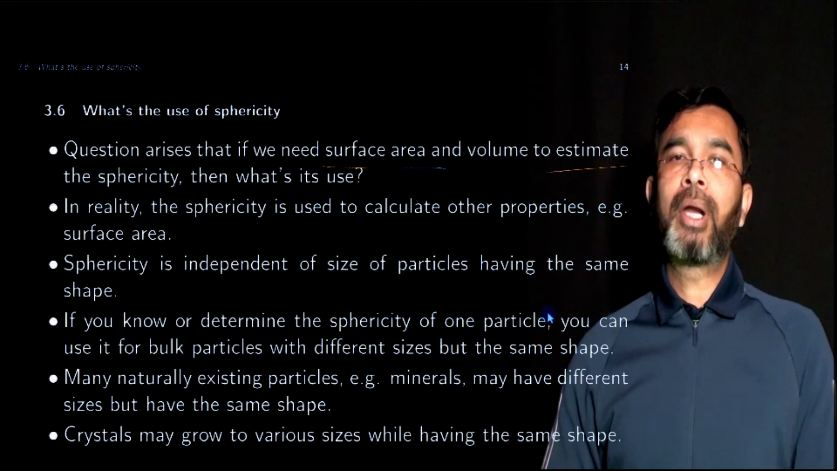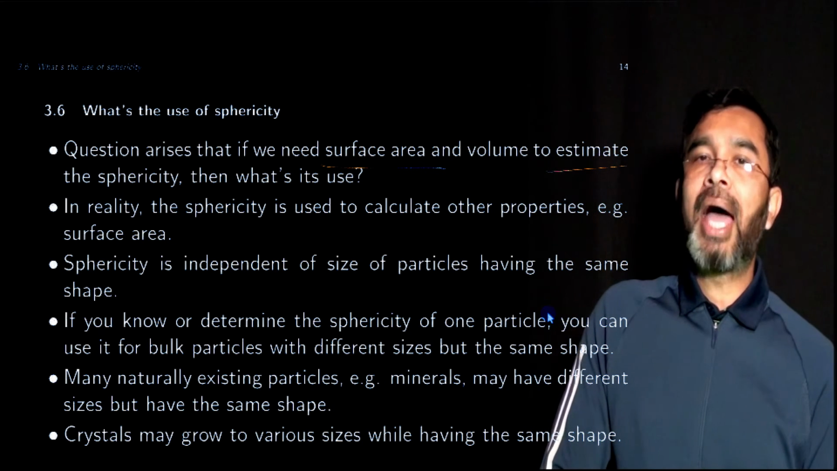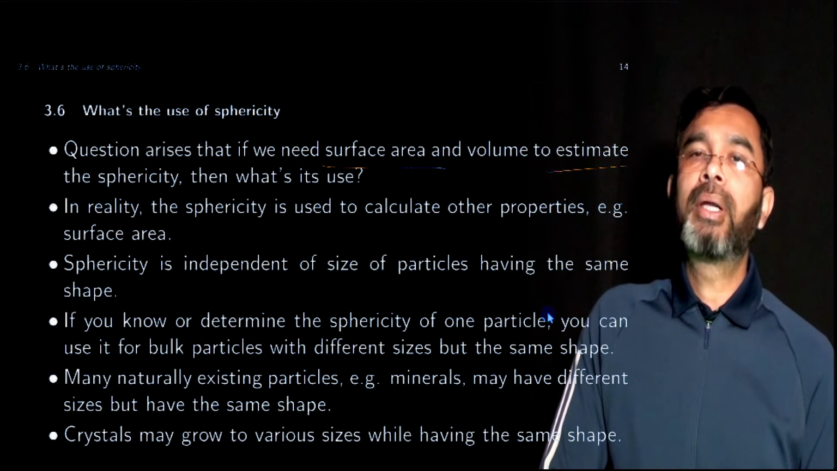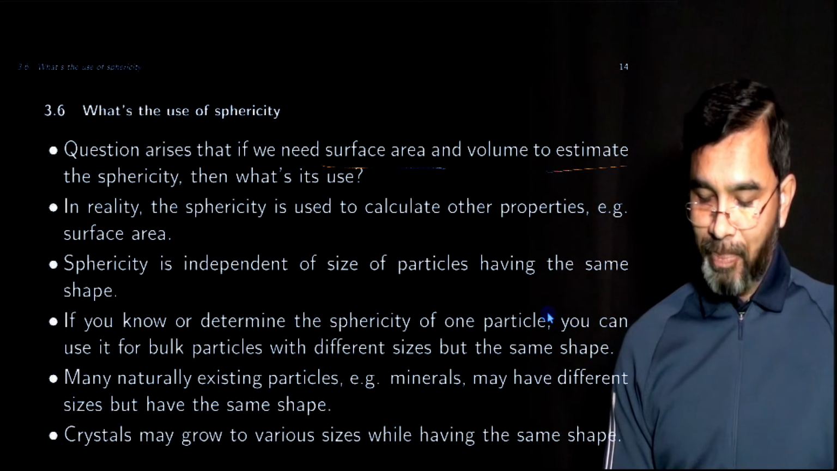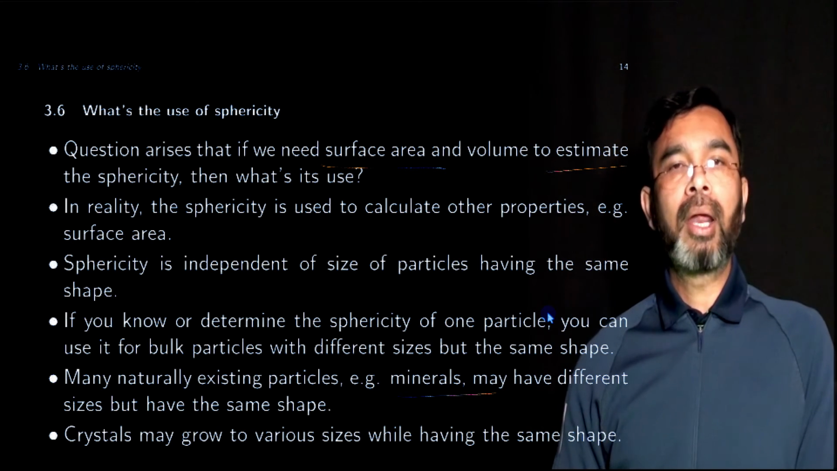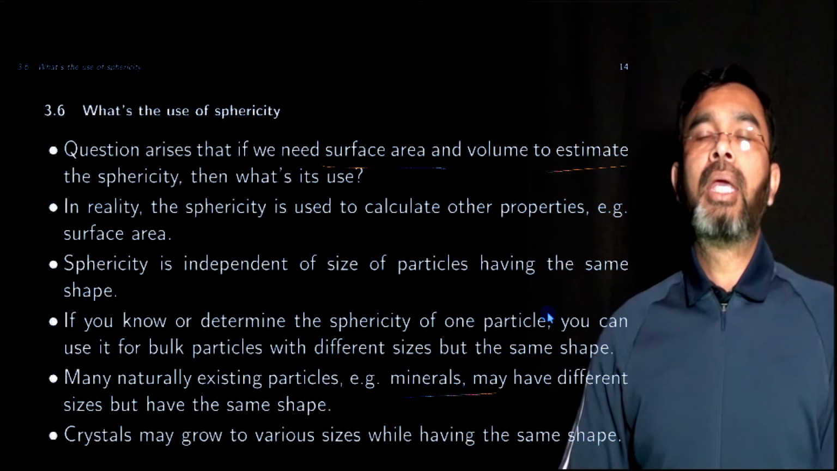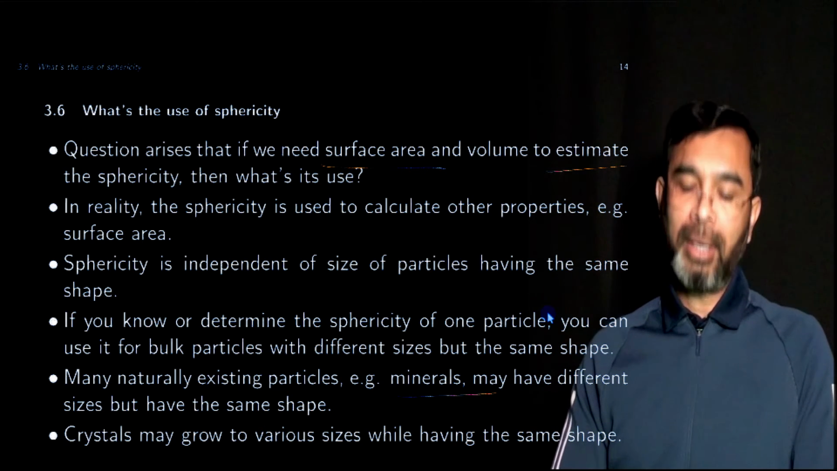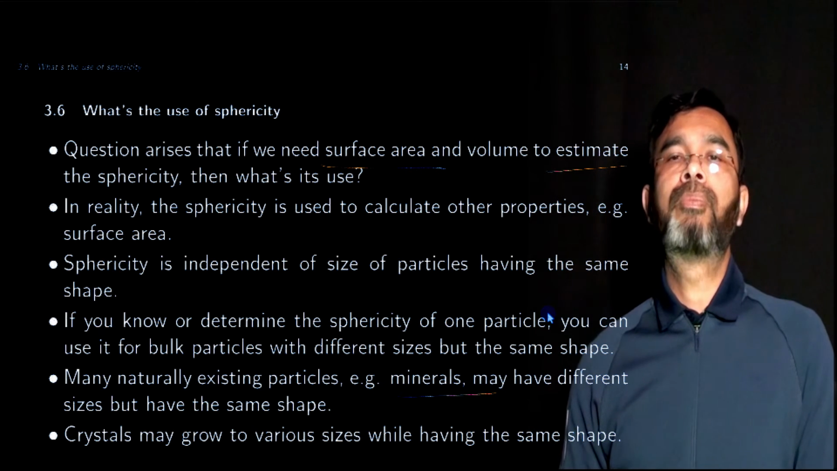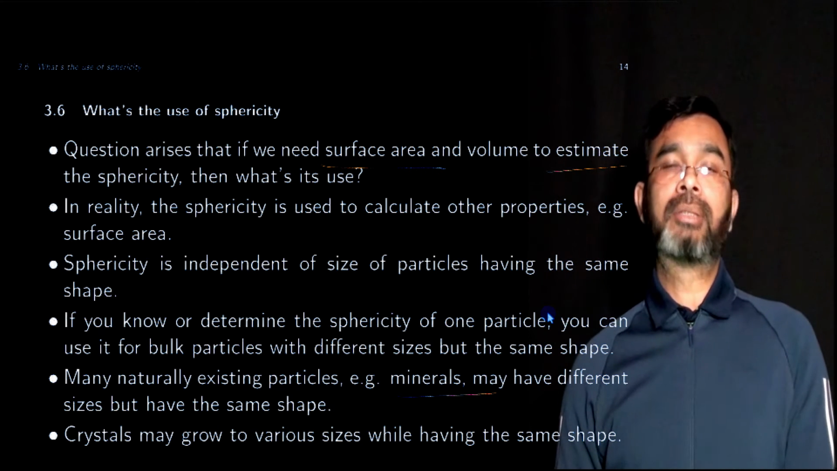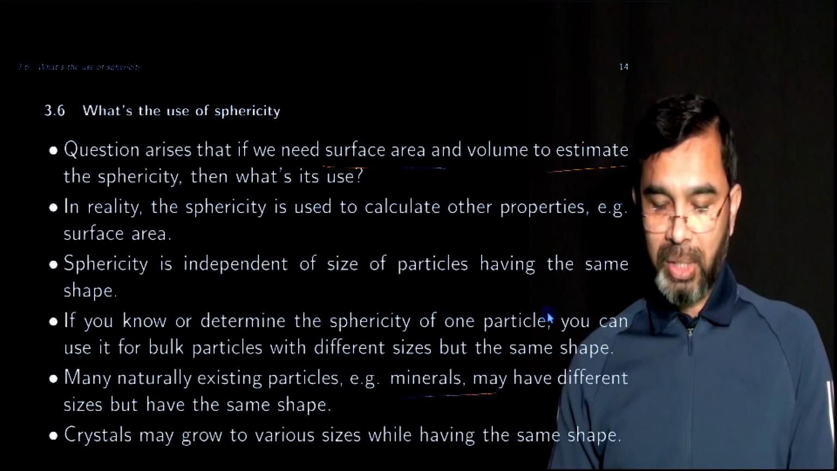Minerals can deposit over a long time, and the time of deposition may vary, and depending on that, the size of the deposits may be different. However, their shape may be the same, and that happens for many minerals, so they have the same sphericity. If you know the sphericity of a particular mineral, you can use it to calculate other properties when you are considering the same mineral with different sizes. The same can happen with the crystallization process. If you know the shape of a crystal, you know its sphericity, and you can use it to calculate other properties of a bulk set of crystals having different sizes.